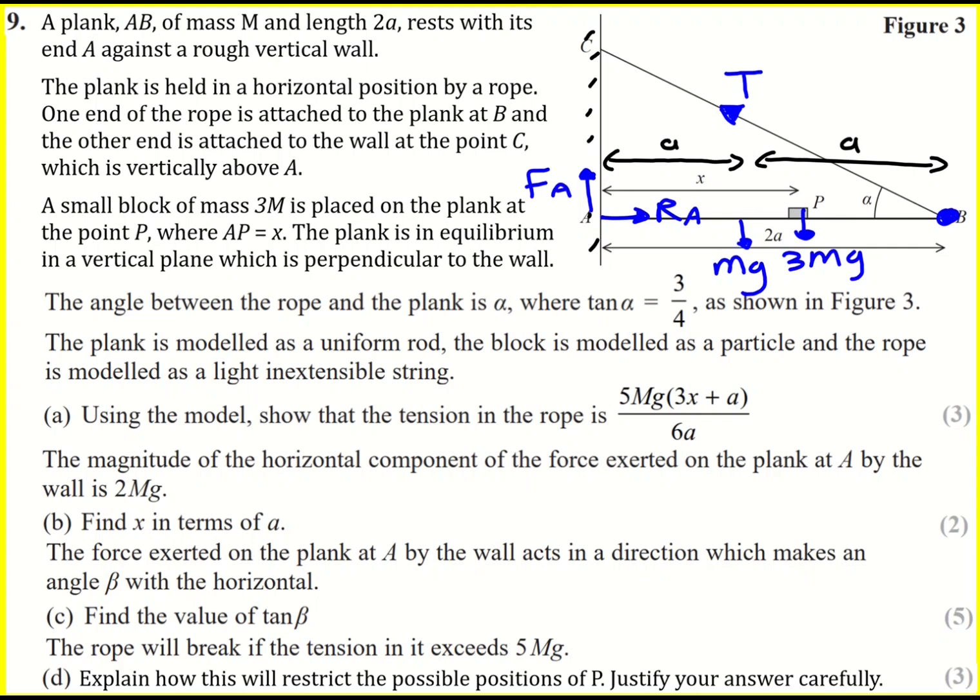The only extra thing I need to do is use tan alpha is 3/4. So I'm going to create a little triangle here. 3, 4, 5. Sine alpha is then 3/5. Cos alpha is 4/5. This sort of setup is absolutely vital for seamlessly doing this question.